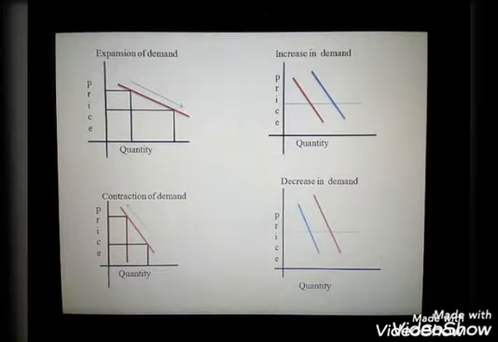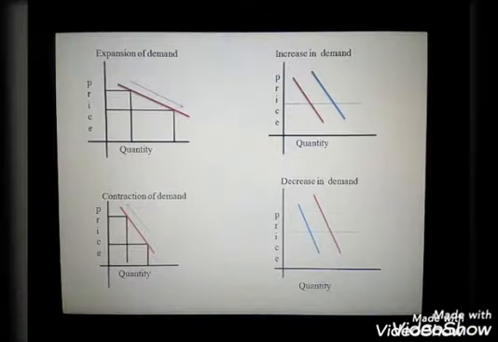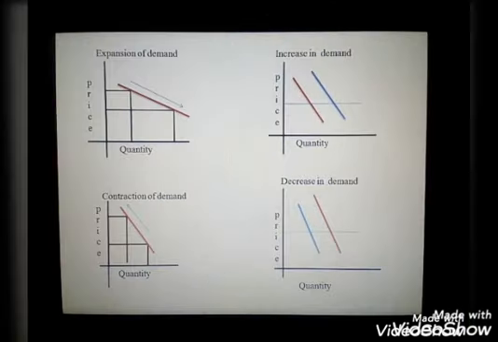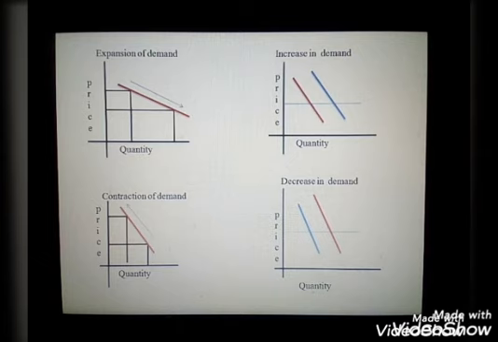As you can see in the diagram, expansion of demand. Here the demand is expanding due to the fall in price of the product. That is, the arrow shows that the product demand is expanding or quantity is expanding. In contraction of demand, the quantity decreases as a result of the rise in price level. That is why in the diagram the arrow is moving upward to show that the quantity is decreasing.